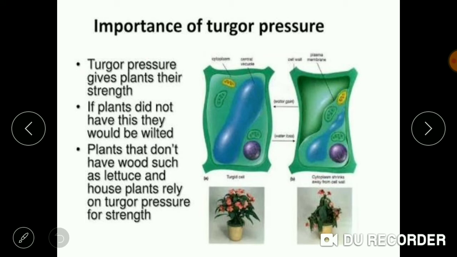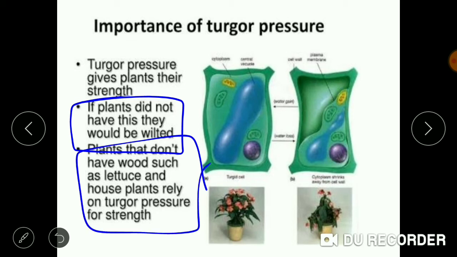Now we move on to the importance of turgor pressure. Turgor pressure gives the plant their strength, means it helps in maintaining the stiffness of the plant. If the plant did not have this, they would be wilted. Wilted means they would get decayed. The plants that do not have wood, such as lettuce and house plants, rely on turgor pressure for their strength.